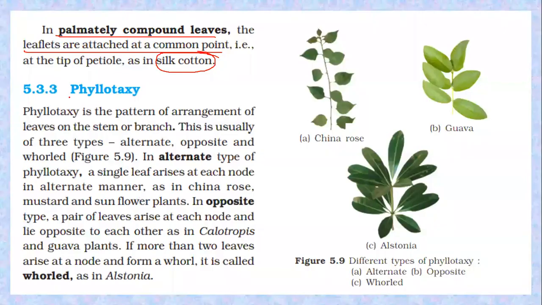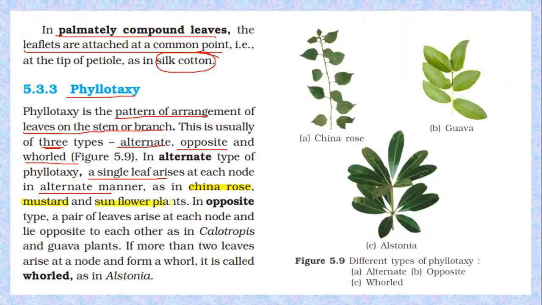Okay, everybody. Yes. Next is the phyllotaxy. You know what is phyllotaxy, right? It is a pattern of arrangement of leaves on the stem or the branch. This is usually of three types, that is alternate phyllotaxy, opposite phyllotaxy, and whorled phyllotaxy. In alternate phyllotaxy, a single leaf arises at each node in an alternate manner. The examples are very important. That is the China rose. I'll highlight it for you. That is the China rose.